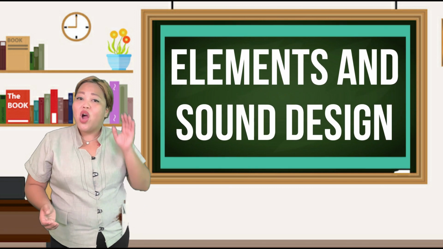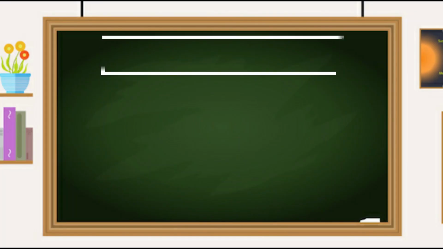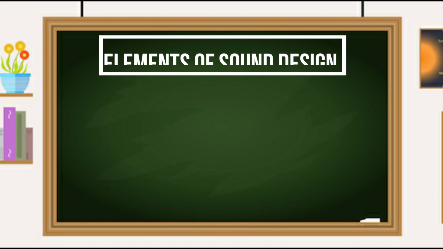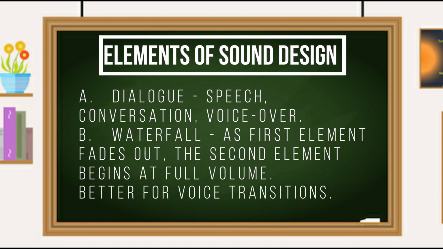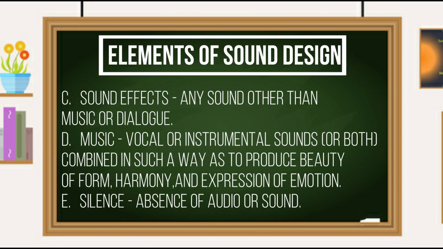Just like the text information, audio information also has its elements and sound design. Dialogue. It is speech, conversation, or voiceover. Waterfall. As first element fades out, the second element begins to fall volume. Better for voice transitions. Sound effects. Any sound other than music or dialogue. Music. Vocal or instrumental sounds, or both, combined in such a way as to produce beauty of form, harmony, and expression of emotion. Silence. The absence of audio or sound.